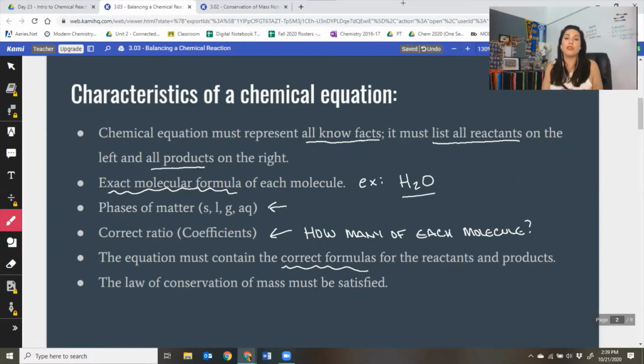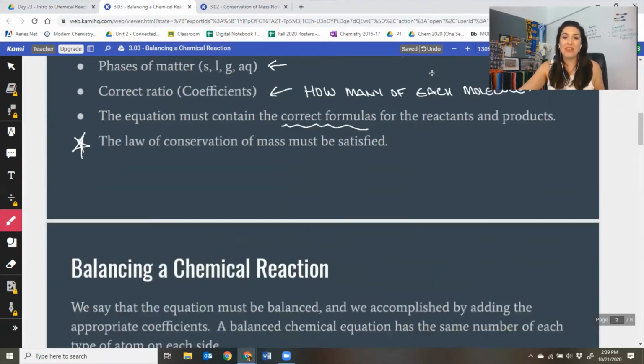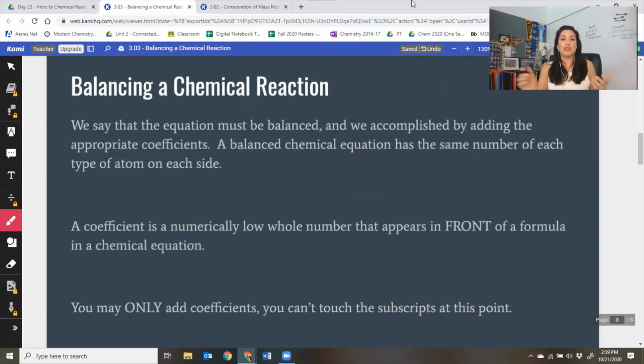Finally, the law of conservation of mass must be satisfied. And to do that, we will balance our chemical equation and take that atomic inventory like we did last time. So how do we balance a chemical equation? To say that a chemical equation is balanced, we need to ensure that the law of conservation of mass is obeyed, that we start with the same number of one type of atom and we finish with the same number of that one type of atom.